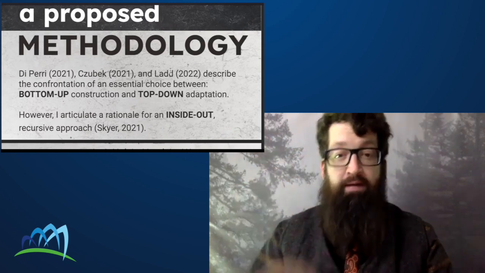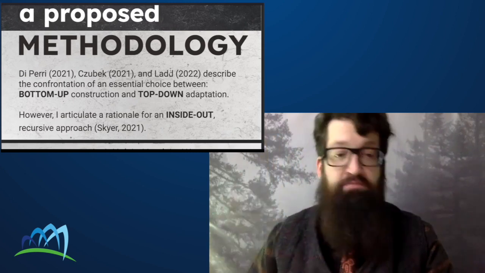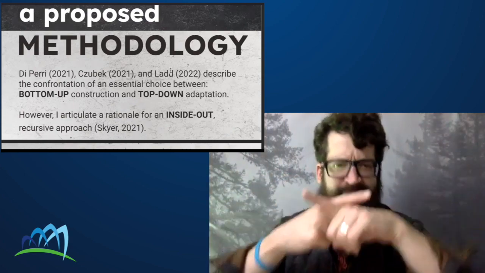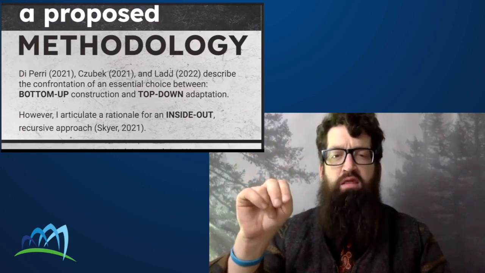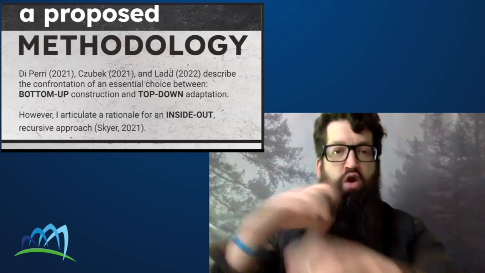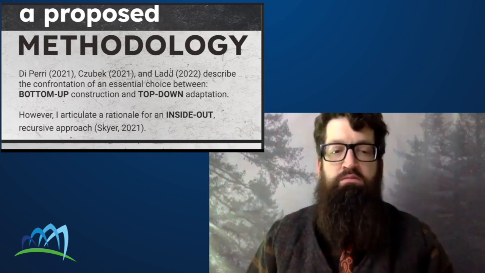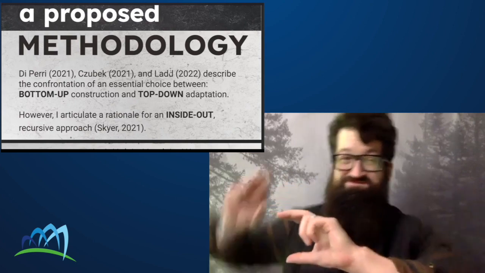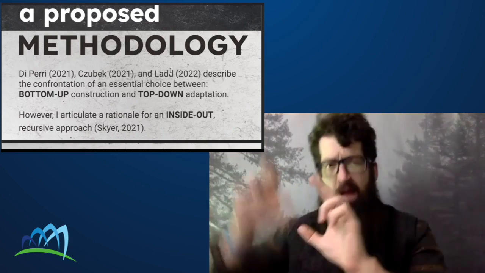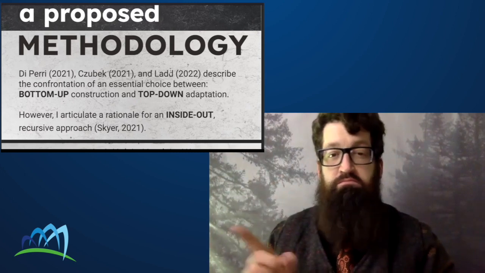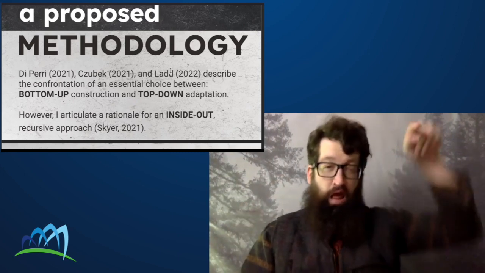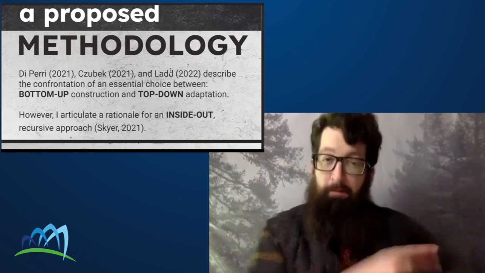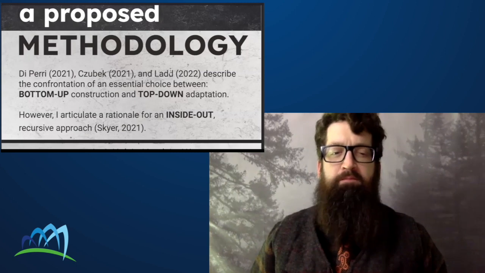D. Perry, Kubik, and Ladd have all published these ideas of an essential choice, making people have to choose between a bottom-up construction and top-down adaptation. It describes the confrontation of these. Do you start from the top and work your way down, adapting curriculum to the deaf learners?